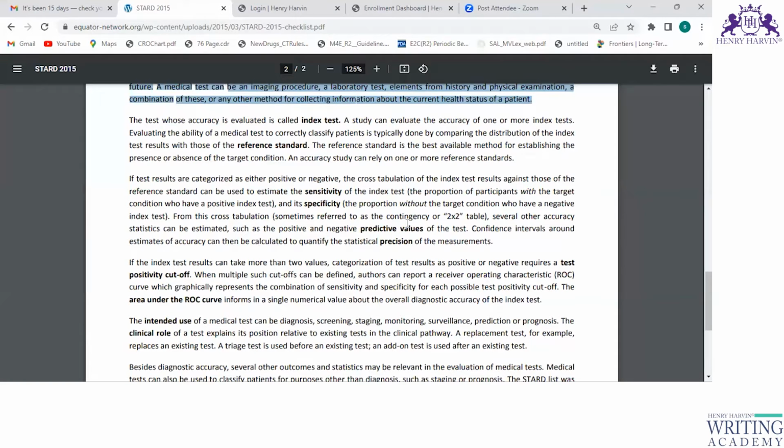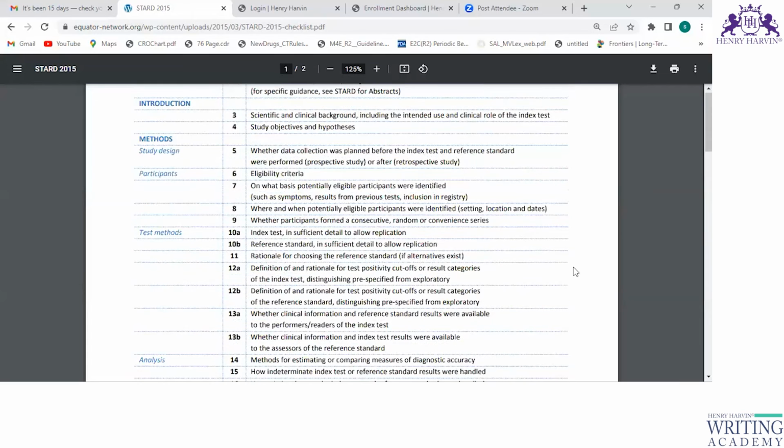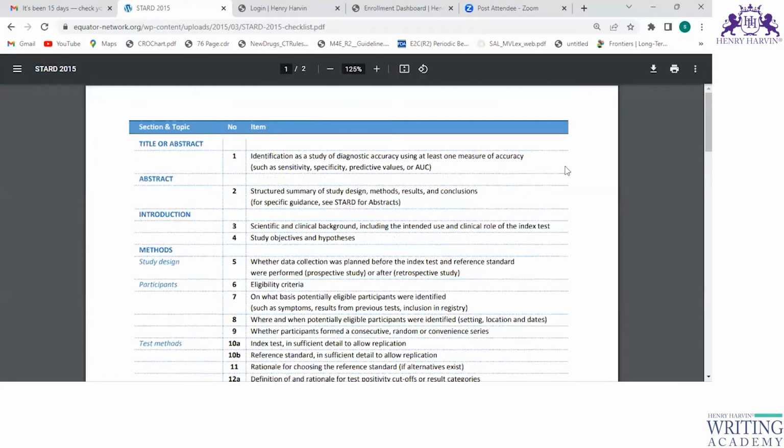So what is the intended use of the medical test? A medical test can be used for diagnosis, screening, staging, monitoring, surveillance, prediction, or for the prognosis of any disease. Okay, so now we will discuss the checklist. So what is there in the checklist?